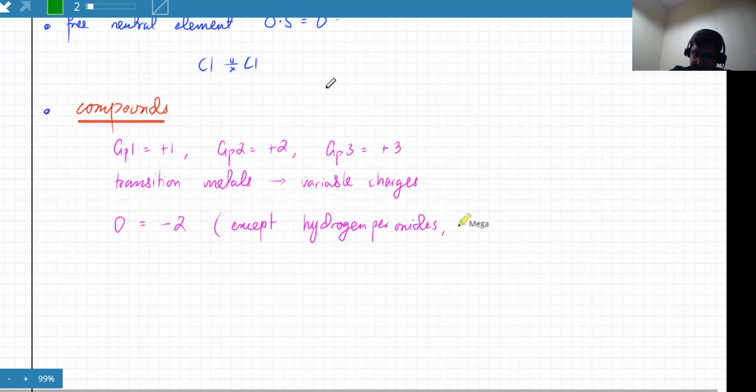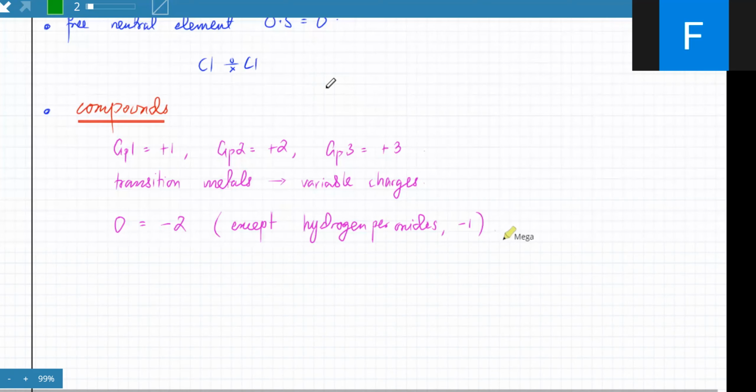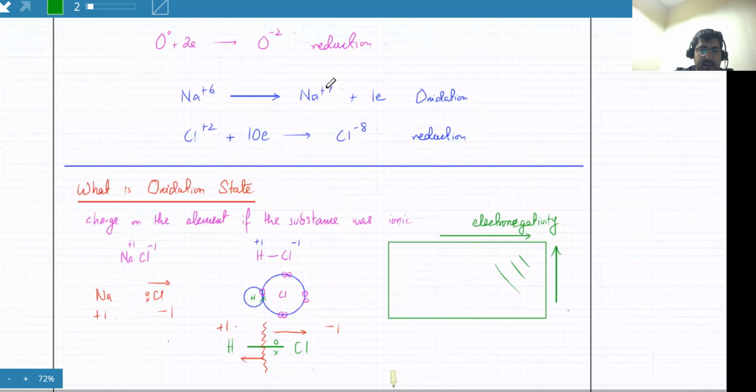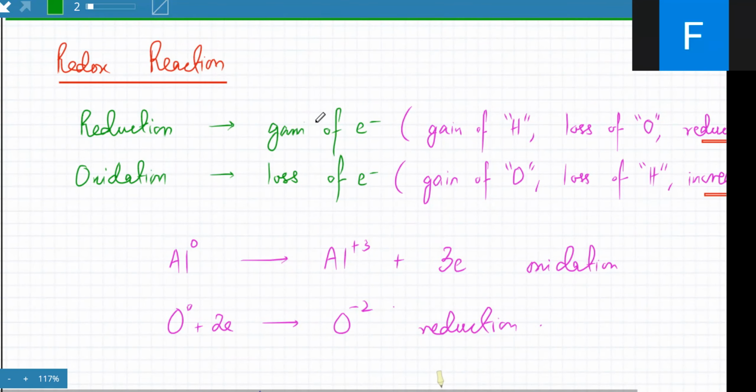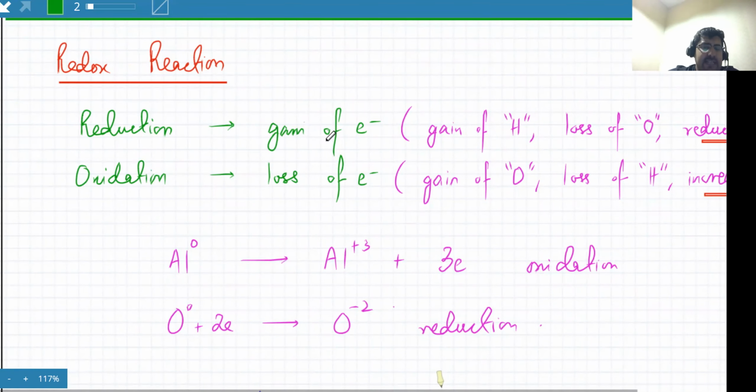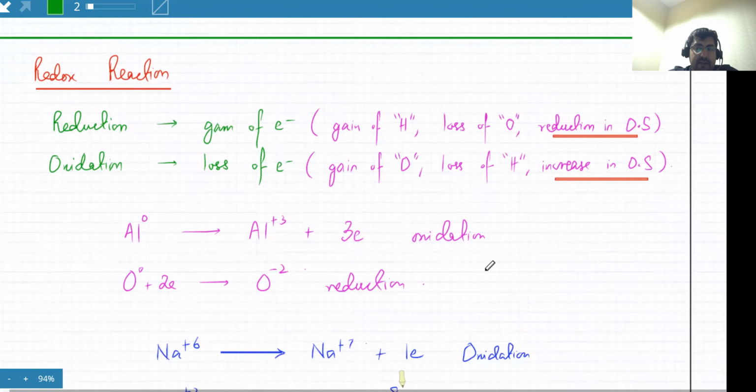Sir, could you please explain the difference between oxidation and reduction again? It's gain of electrons, loss of electrons. We were talking about oxidation state at the moment, but reduction is when a substance gains electrons, and oxidation is when a substance loses electrons, right? For example, aluminium over here is going to +3, so it's losing 3 electrons. When something gains electrons, its charge decreases; it becomes negative. When something loses electrons, its charge increases. So oxidation would be if the charge increases, reduction would be if the charge decreases. That means it's gaining electrons, otherwise it's losing electrons.